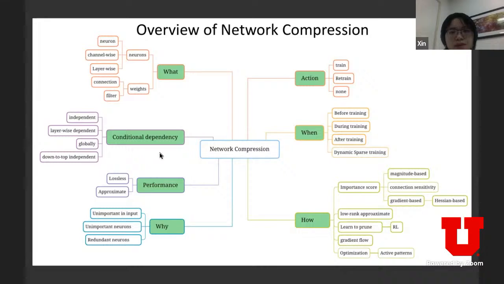For the method to do the compression, there can be many ways. One common way is to have an importance score, which can be on the neurons or on the weights. So we can sort the weights or neurons according to the importance score. There can also be other ways, like low-rank approximation, and it's also possible to learn how to prune, for example with reinforcement learning. So this is the overview of network compression.